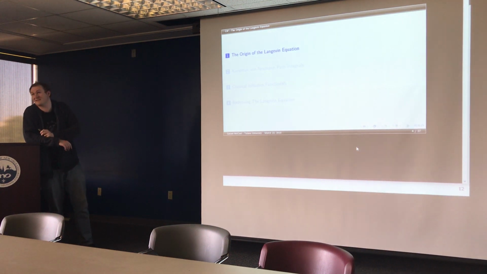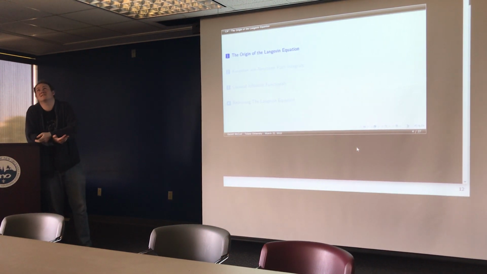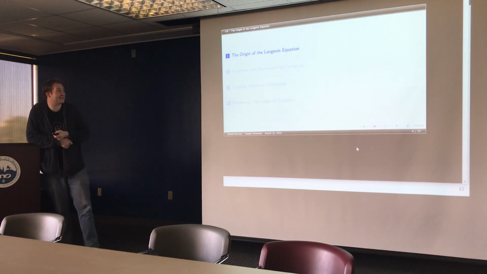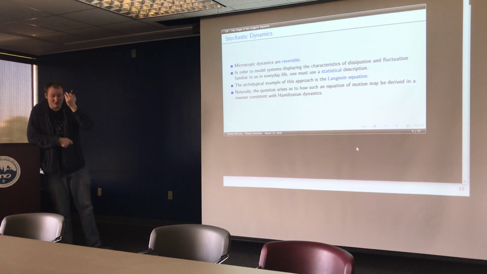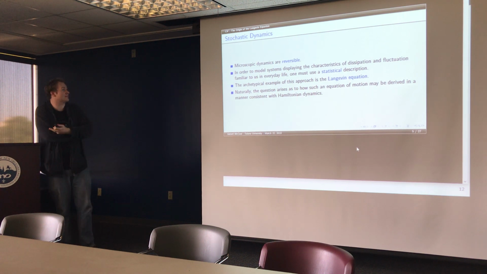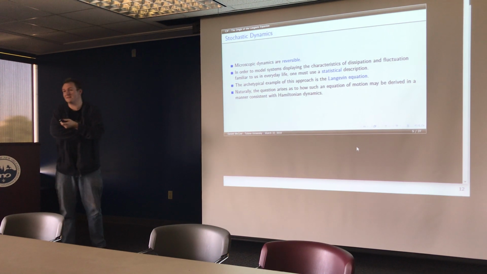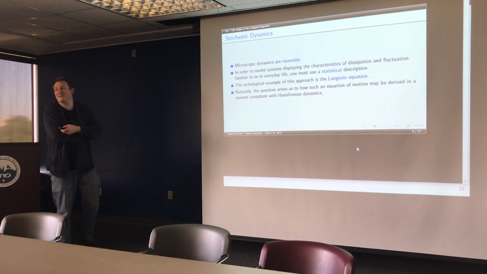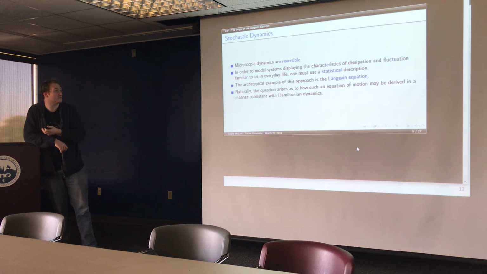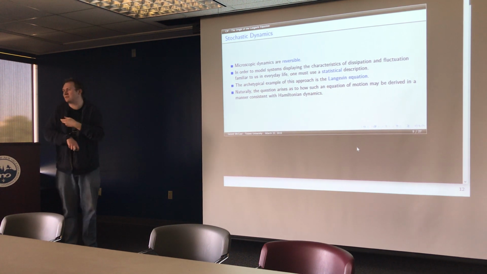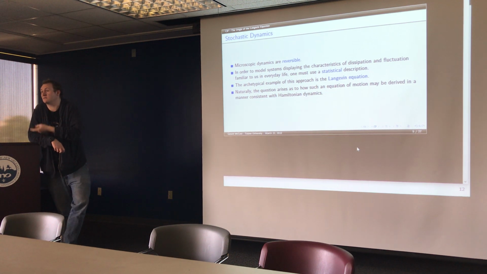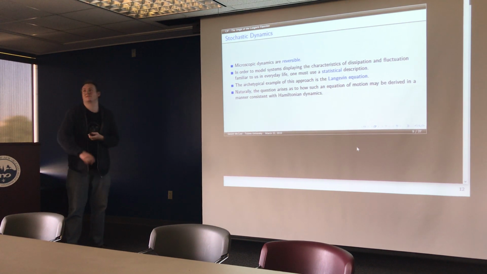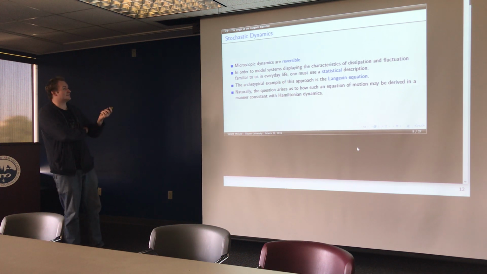The first part of this talk is motivating why you would want to use this influence functional technique at all. We know that microscopic dynamics are supposed to be reversible. With Hamiltonian evolution, you send t to minus t, everything looks the same, and you have conservation of quantities like energy. But this isn't what we see in real life. We have dissipative behaviour, dissipation and fluctuation, and to describe that you often want to use a statistical or stochastic description. One of the earliest examples of this is the Langevin equation.